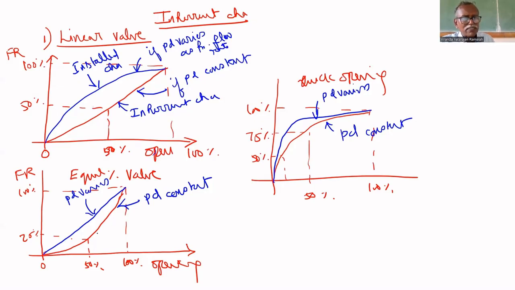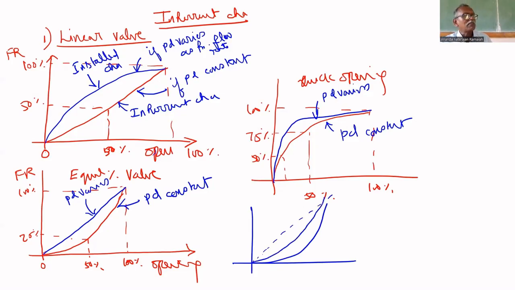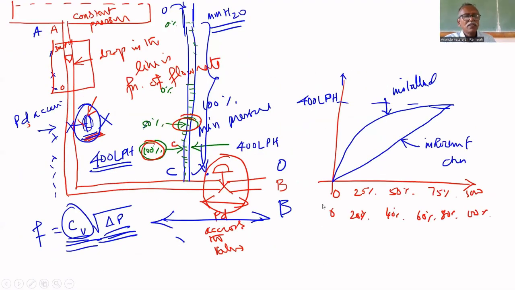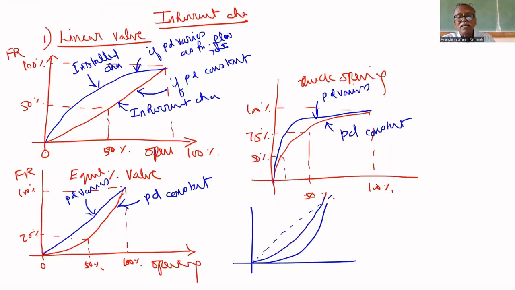But in the case of equal percentage, for inherent characteristics, you will get like this. For installed characteristics, you are expecting that it will be linear, but it may be like this. It means it moves towards linear. That depends upon the length of the tube, the length from A to B. Here the length may not be sufficient to make it linear.